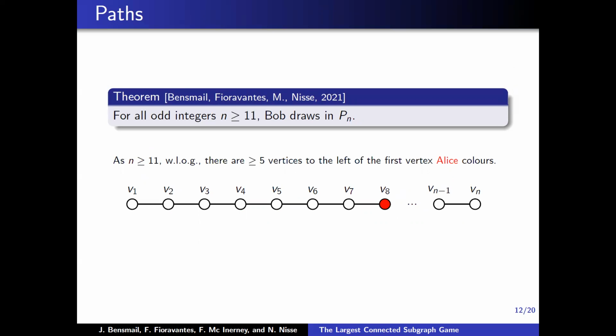And what you can see is that because of the size of the path, there are at least 5 vertices, without loss of generality, to the left of the first vertex Alice colors. So for example, to the left of V8. And what Bob does is he covers V7, which forces on the right that, by lemma 1, Alice scores at most 2.